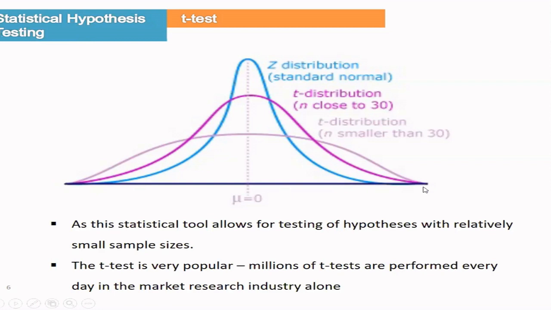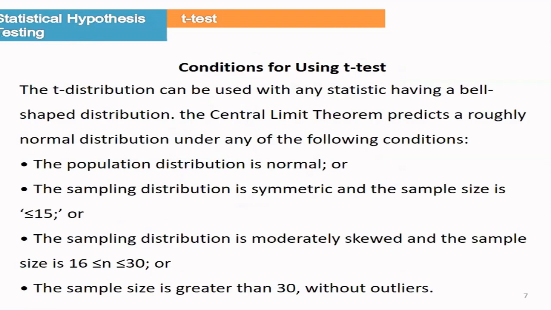Now we'll do some examples, or rather we have to see the procedure. So, conditions for the t-test: there are some conditions you have to follow. The population distribution should be normal. Although it is the t-test and t distribution, the population from which we are taking the sample should be normally distributed.